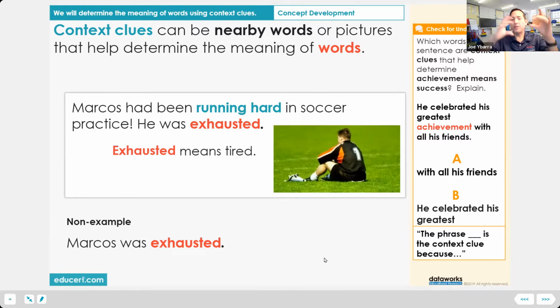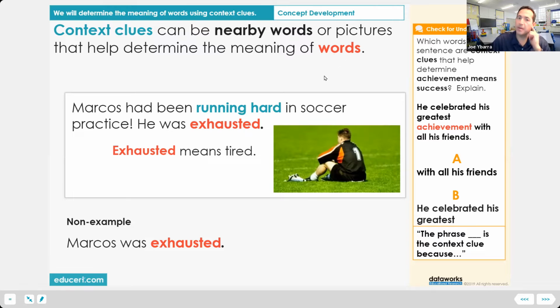Okay, and I need repetitions of the gesture. They can't just do the gesture one time. So Shireen, I hope this will clarify some things. All right, track with me, class. Context clues can be nearby words or pictures that help determine the meaning of words. Read with me, class, 1, 2, 3. Context clues can be nearby words or pictures that help determine the meaning of words.